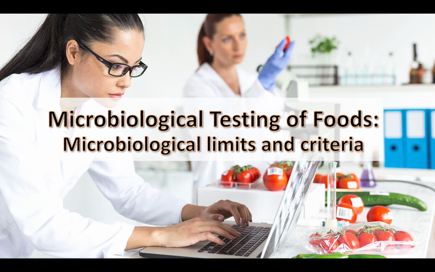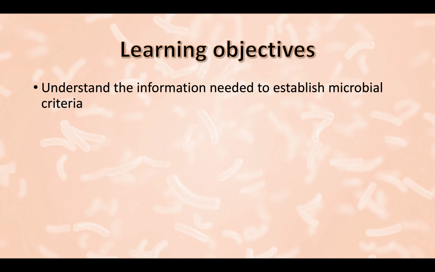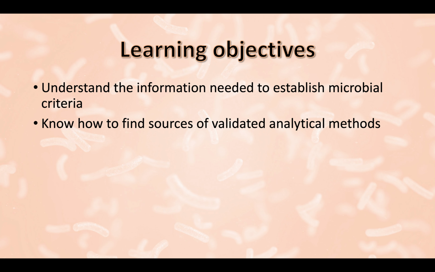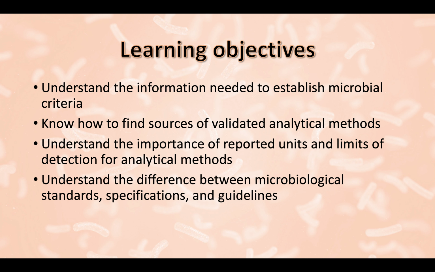Microbial limits and criteria. This is the module on microbiological testing of foods, and this lecture covers microbiological limits and criteria. This presentation aims to aid in the understanding of the type of information needed for establishing microbial criteria. It also aims to assist in finding sources of validated analytical methods and to define the importance of units and limits of detection for these methods. Finally, we will define the difference between microbiological standards, specifications, and guidelines.